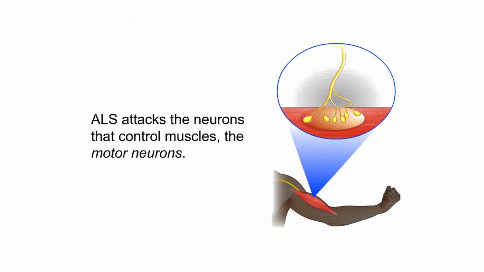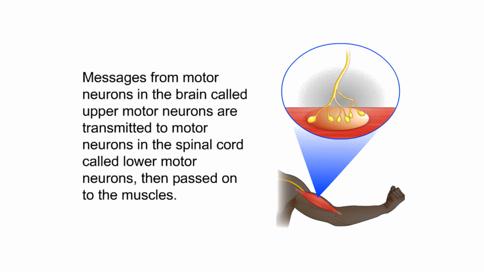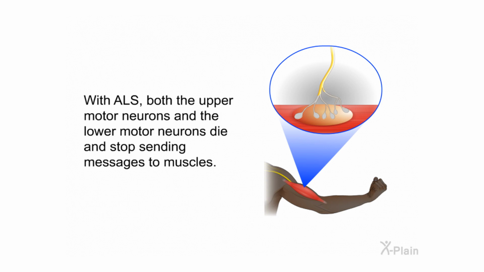ALS. ALS attacks the neurons that control muscles, the motor neurons. Messages from motor neurons in the brain called upper motor neurons are transmitted to motor neurons in the spinal cord called lower motor neurons, then passed on to the muscles. With ALS, both the upper motor neurons and the lower motor neurons die and stop sending messages to muscles.